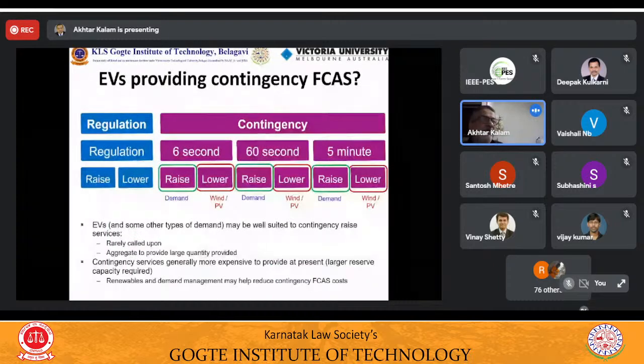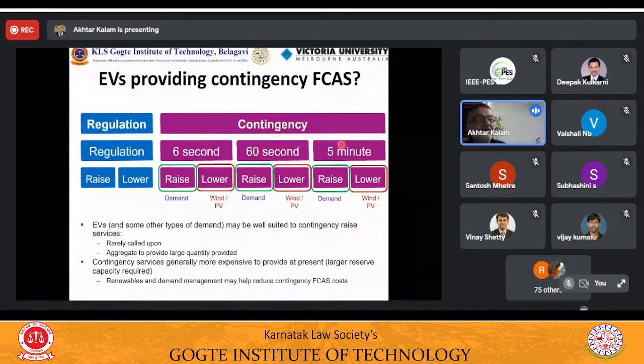And look at that. It depends on the regulation and contingency. And contingency can be 6 second contingency, it could be 5 minute contingency. Look at that. I can raise my demand, or I can lower my wind or PV generation. In all these cases, whether it's 6 seconds or 60 seconds or 5 minutes. So EV and some other types of demands may be well suited to contingency services, but this is rarely called upon. Aggregate to provide large quantity.